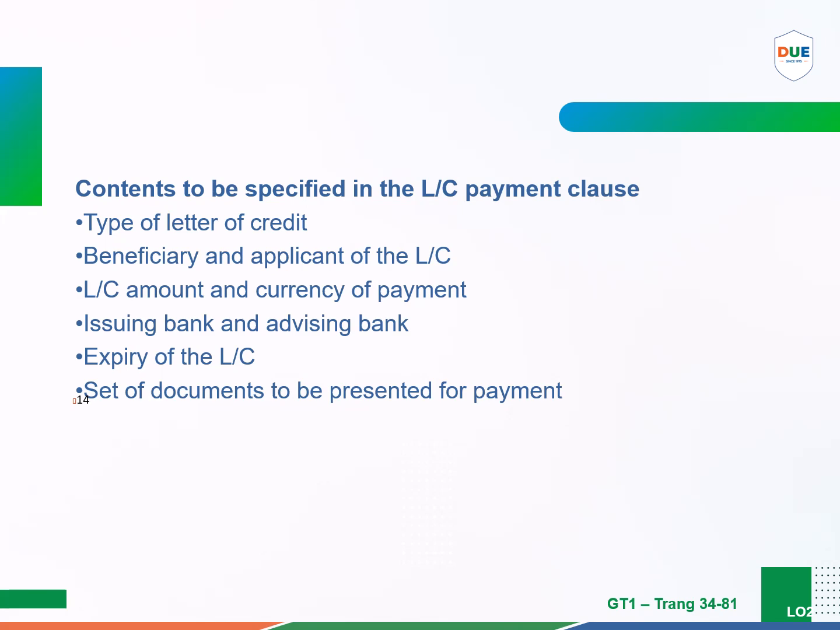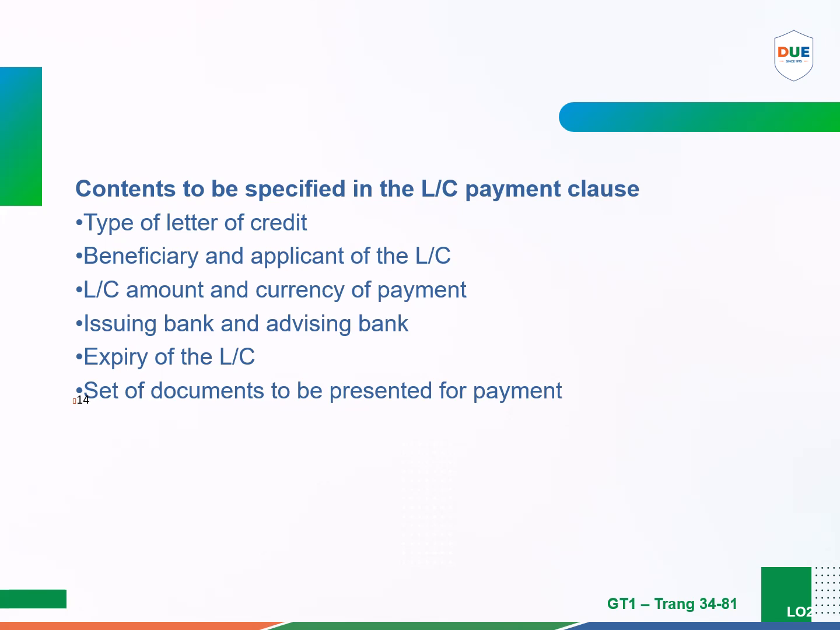The issuing bank is the importer's bank, responsible for payment when the documents comply with the letter of credit terms. The advising bank notifies the letter of credit to the exporter, usually located in the seller's country. Choosing reputable banks increases the security of the transaction. Next is the validity of the letter of credit. The contract should specify the effective period of the letter of credit, the shipment period, and the time allowed for presenting documents. If the period is too short, it may create difficulties for the exporter. If too long, it may increase risk for the importer.